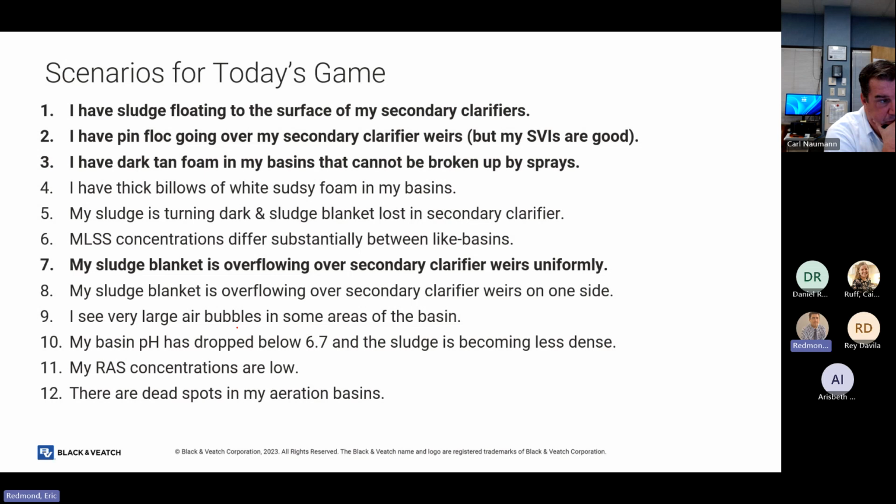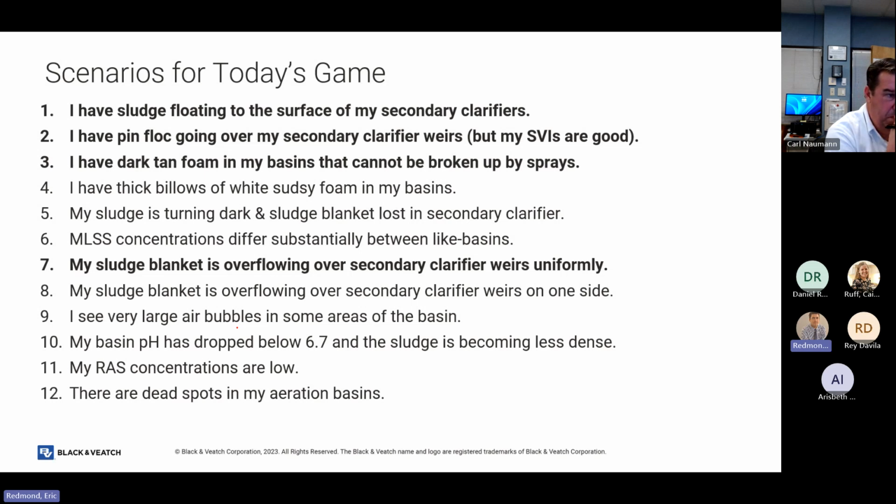We're going to cover: I have sludge floating to the surface of my clarifiers. I have pin floc going over the secondary clarifier weirs. I have dark tan foam in my aeration basins. And then lastly, my sludge blanket is overflowing.